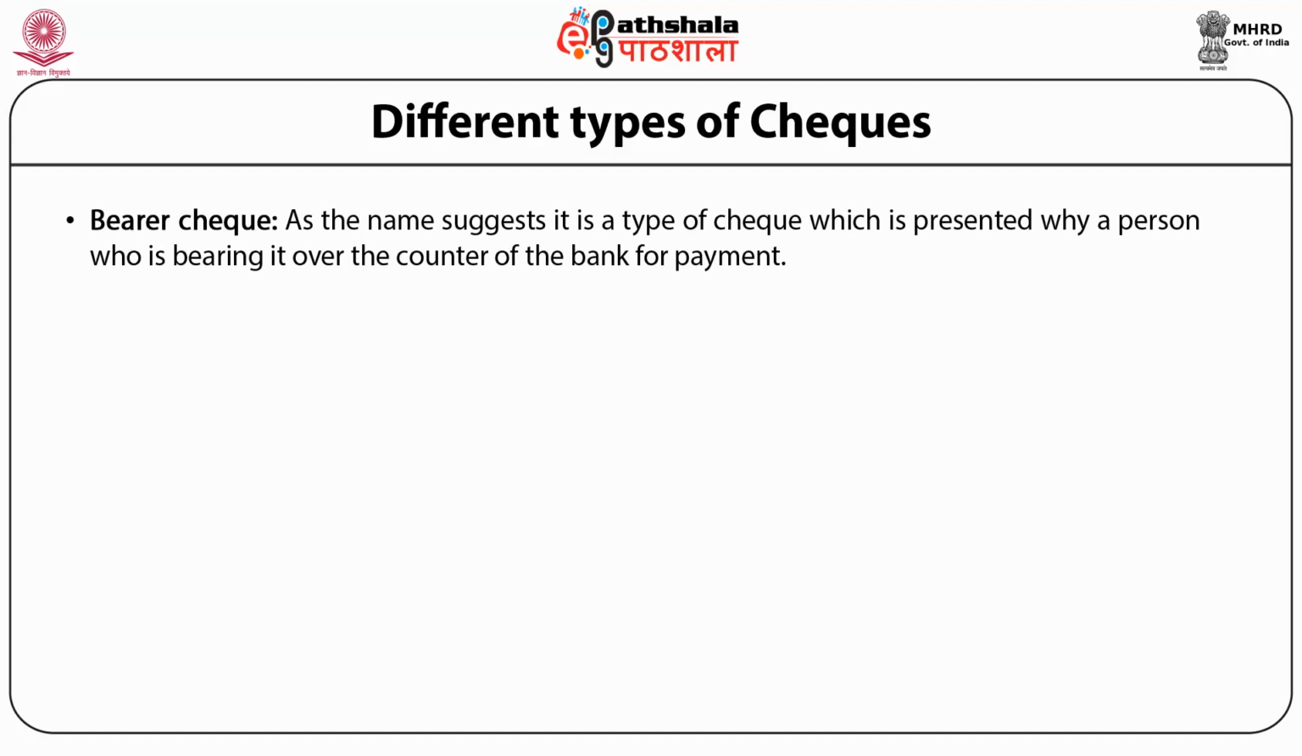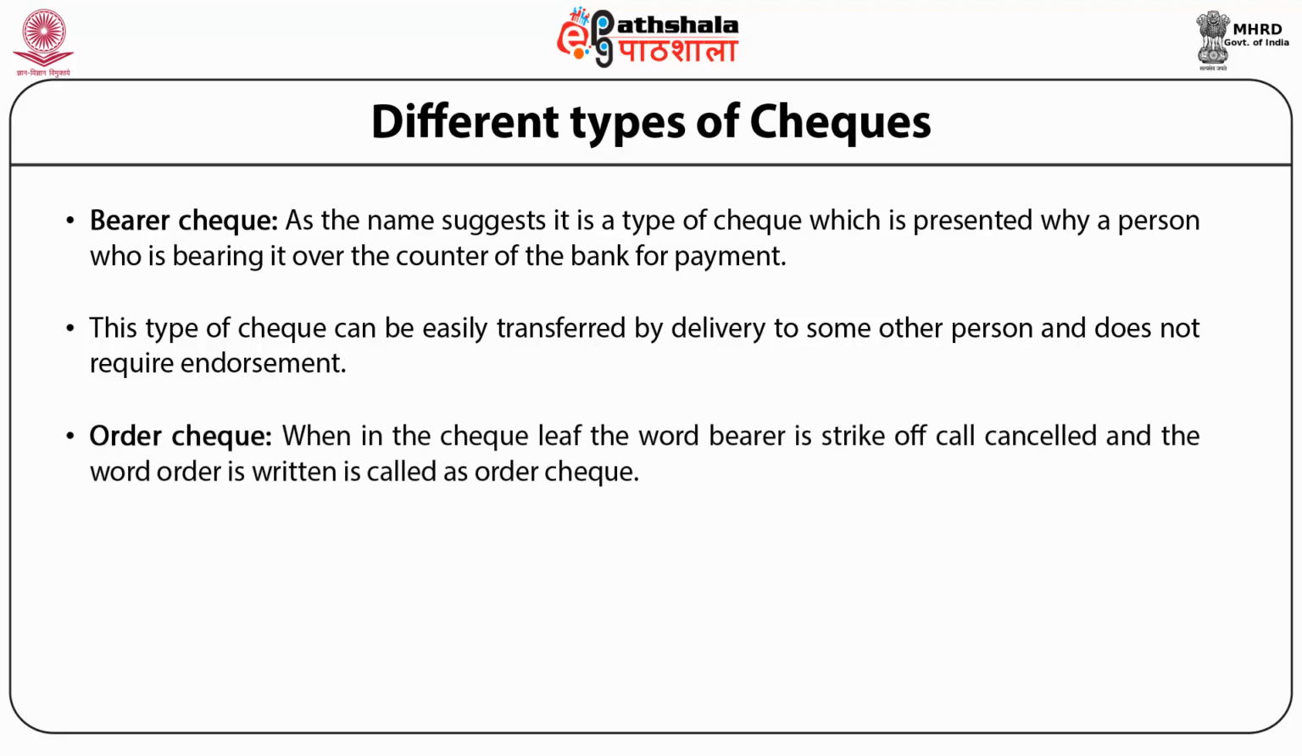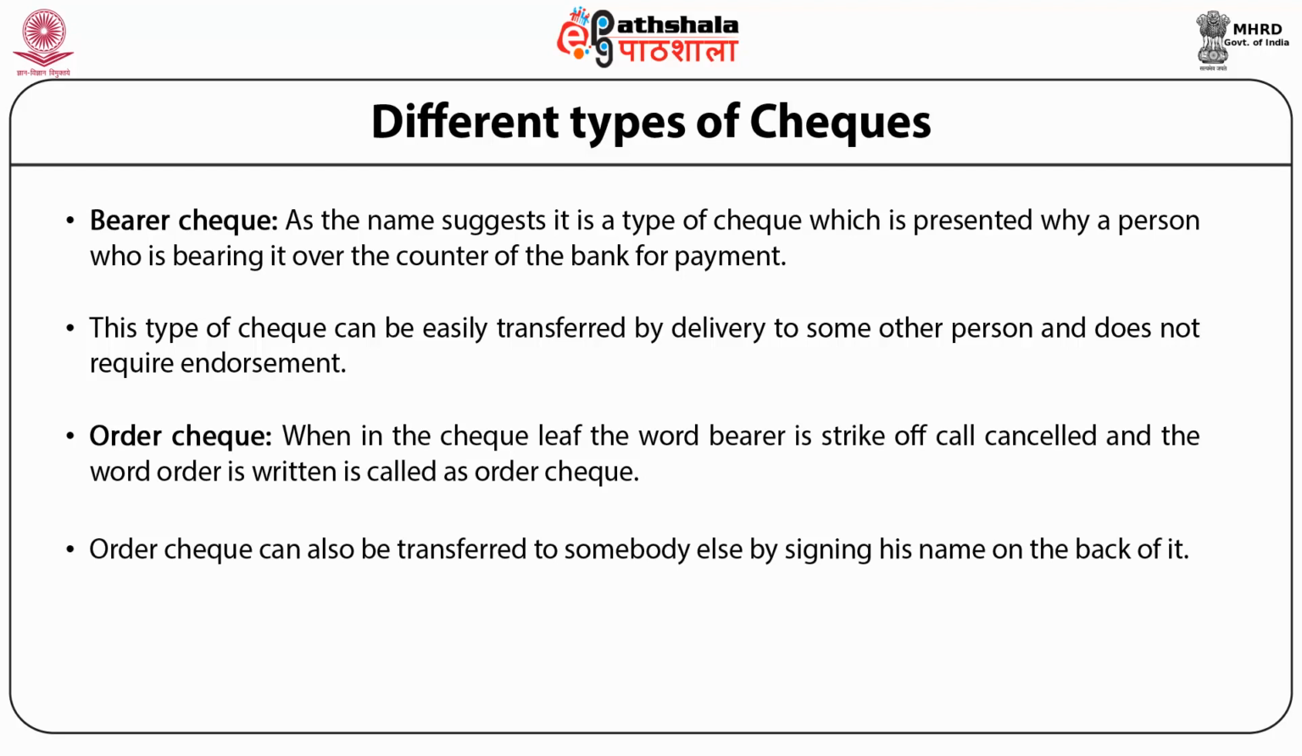Then third type is the bearer check. As the name suggests, it is a type of check which is presented by a person who is bearing it over the counter of the bank for payment. This type of check can be easily transferred by delivery to some other person and does not require endorsement. The fourth category is the order check. When in the check leaf the word bearer is striked off, cancelled, and the word order is written, it is called an order check. Order check can also be transferred to somebody else by signing his name on the back of it.